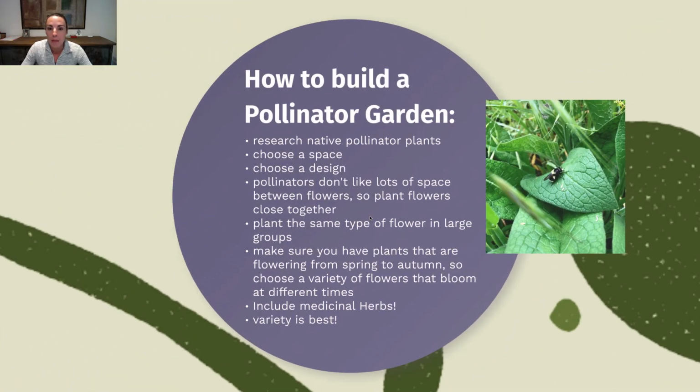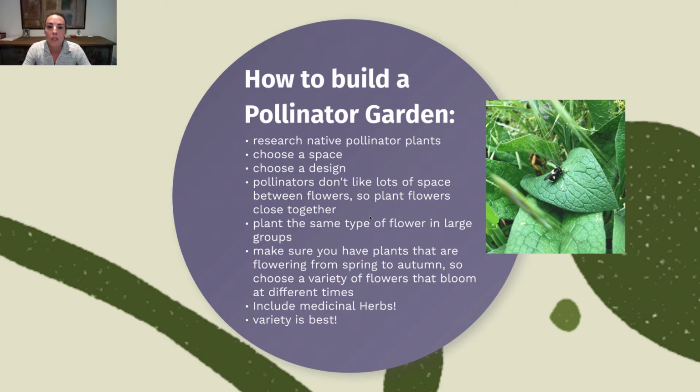So how to make a pollinator garden. So how can you build one? And it's very easy. You can do this in a tiny little flower pot. You can do this in your whole backyard. You can design it in your front yard, in your backyard, in your side yard, in a window box, on a balcony. You can build these gardens anywhere with as little space as you want. You can also build them on top of rooftops. So rooftop gardens are awesome.